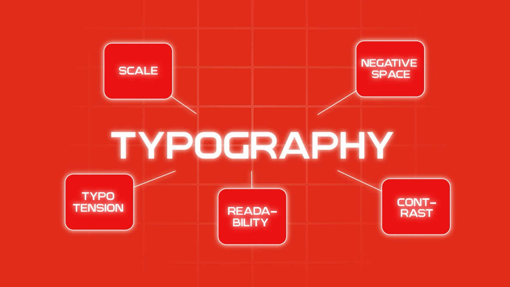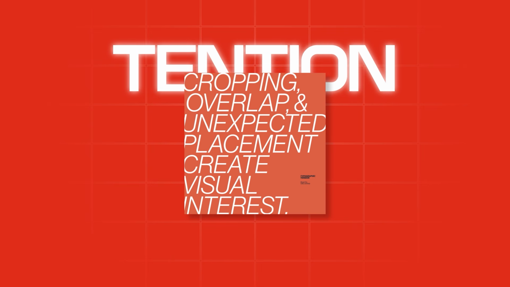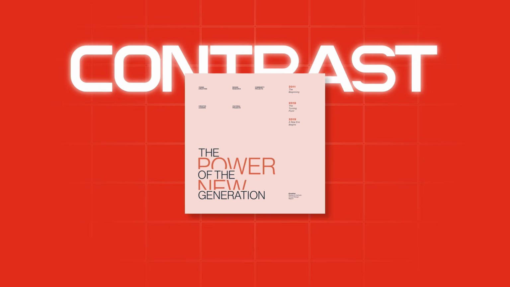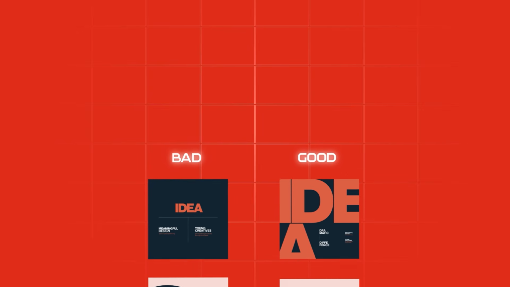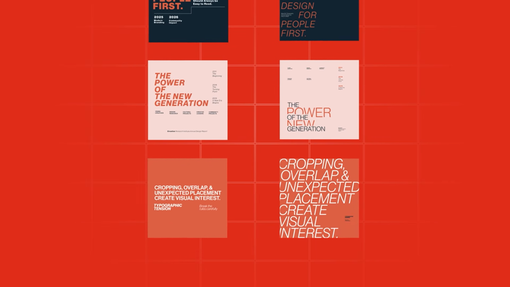If you want to master typography, you have to learn these 5 important points. Scale in typography, negative space in typography, typographic tension, readability, and contrast. I wanted to explain this in the easiest way possible. So I gathered all the bad designs and I'm gonna turn it into good designs by using these points. I'll be showing you live how to do it in Illustrator.